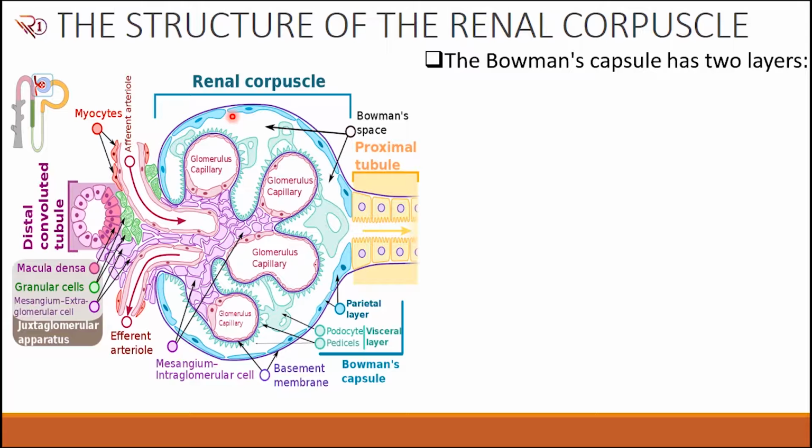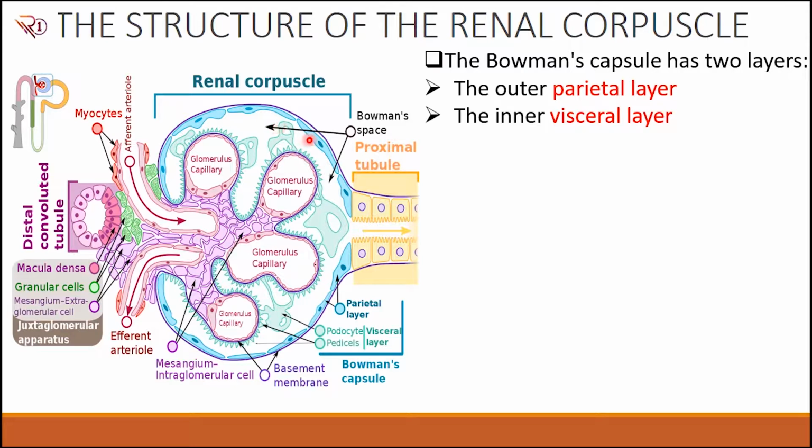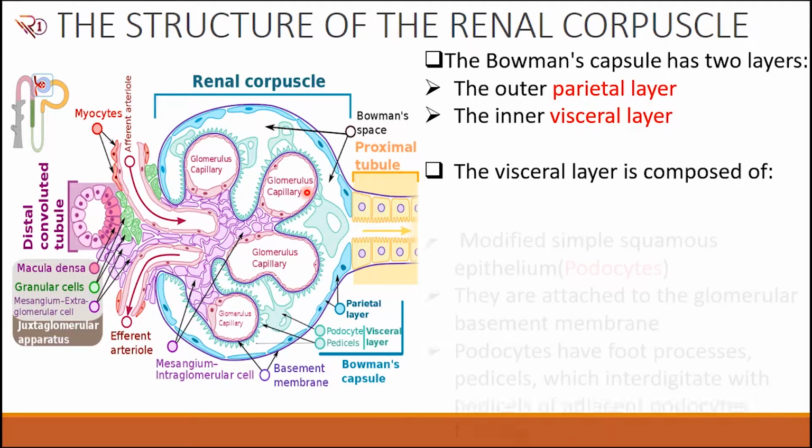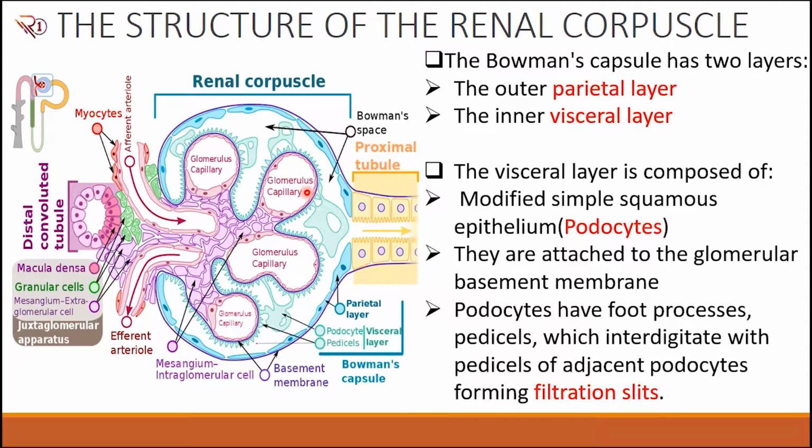The Bowman's capsule has two layers. We have the outer parietal layer, then we have the inner visceral layer. The inner visceral layer is composed of a modified squamous epithelium known as podocytes. They are attached to the glomerular membrane, immediately attached to it.